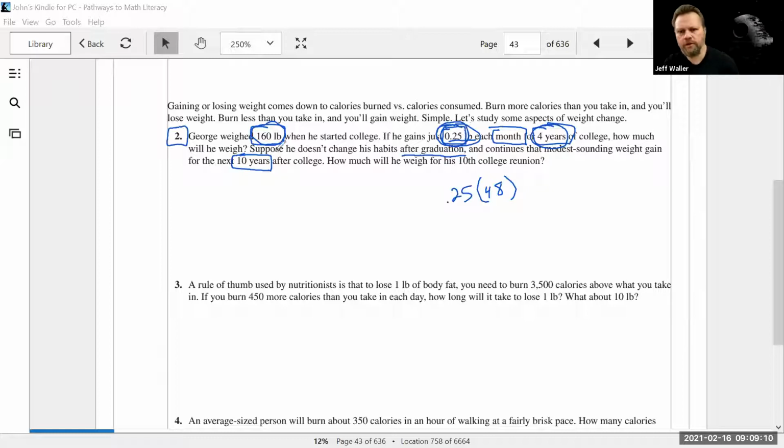Is that all right? So don't start with 160 when you get down to this part. You've got to start with the new weight because it's after graduation.